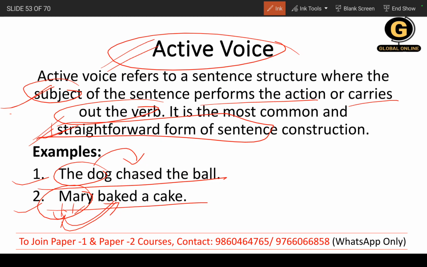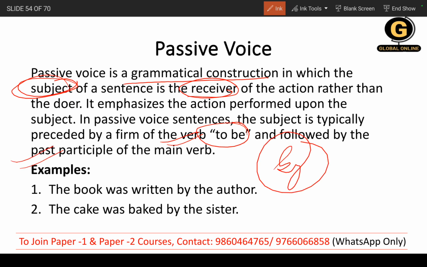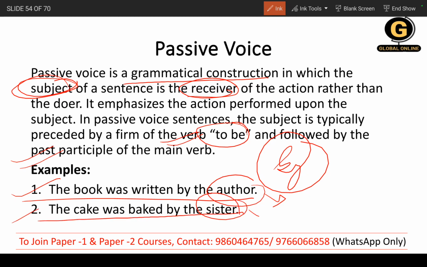Okay, so let's talk about the passive voice. When you convert active voice to passive voice, there are a few things that you must remember. First, it's a grammatical construction. Second, the subject is not performing the action, it is working as a receiver here. Also you will see the verb form of to be in passive voice, the past participle will be there, and by will also be there. For example, the book was written by the author, where the book is the subject and works as a receiver. Second, the cake was baked by the sister. Let's be very clear about it.